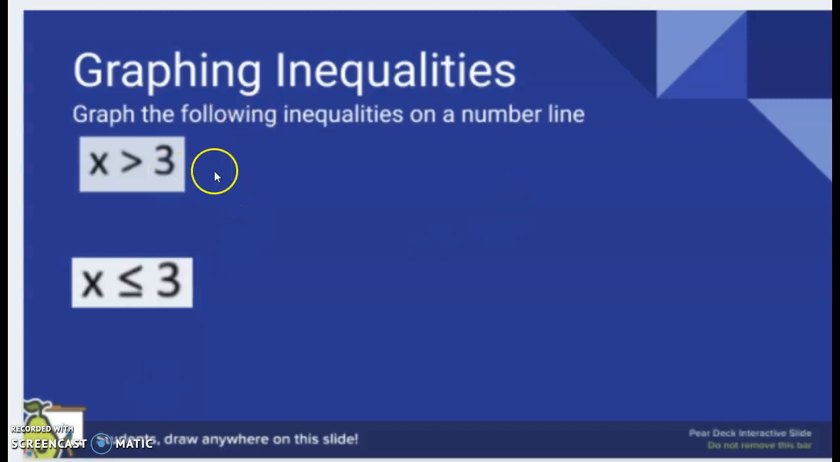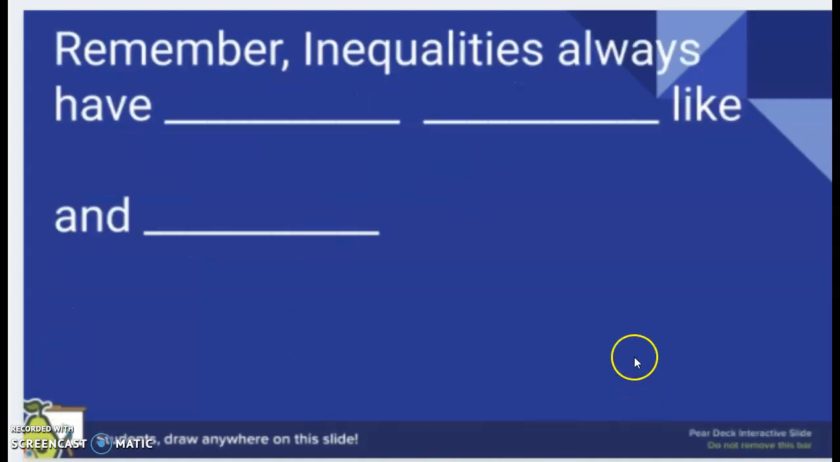These two right here, you are graphing the inequality on a number line. Remember to pay close attention to your symbol, right? If it has a line underneath your inequality symbol, remember that's a solid circle. If it does not have a line underneath, remember that is an open circle. You do not have to complete slide number 8.